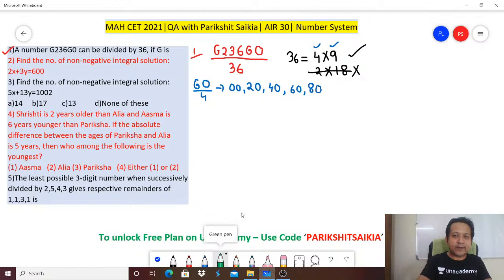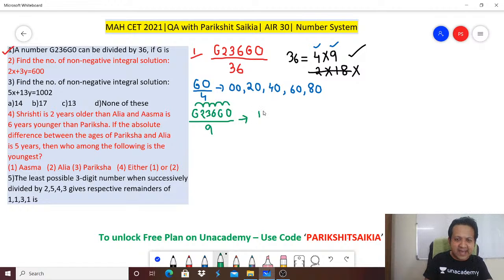Similarly, what is the divisibility rule for 9? Remember, the number also has to be divisible by 9. G23, 6G0 should be divisible by 9. What is the divisibility rule for 9? The sum of the digits should be divisible by 9. What is the sum of digits? G plus 2 plus 3, 5. 5 plus 6, 11. 11 plus G plus 0.